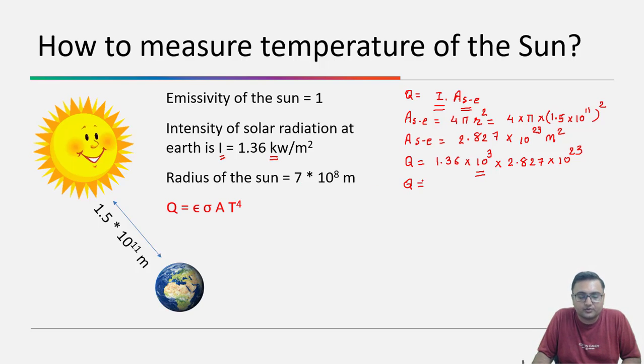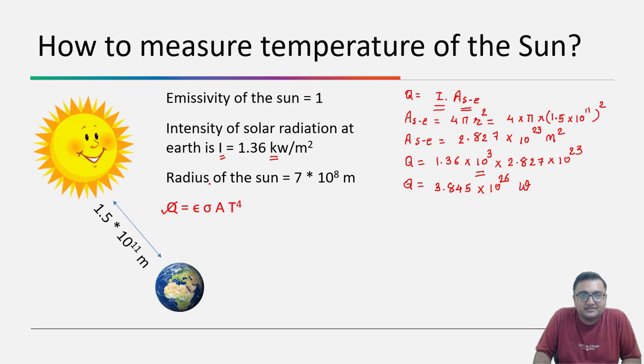So Q is equal to 3.845 into 10 raised to 26 watt. So when watt per meter square is multiplied with meter square, the final unit will be watt. Okay, so we have the value of Q now.